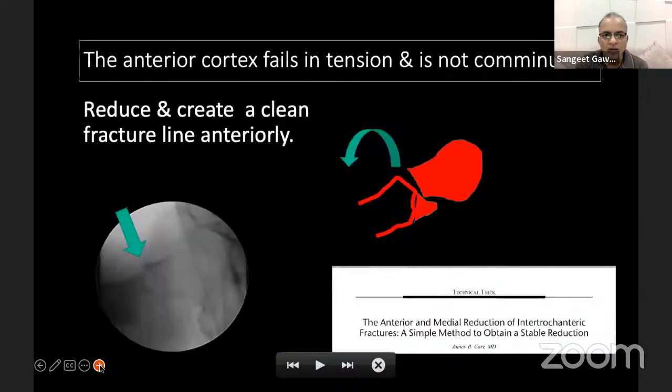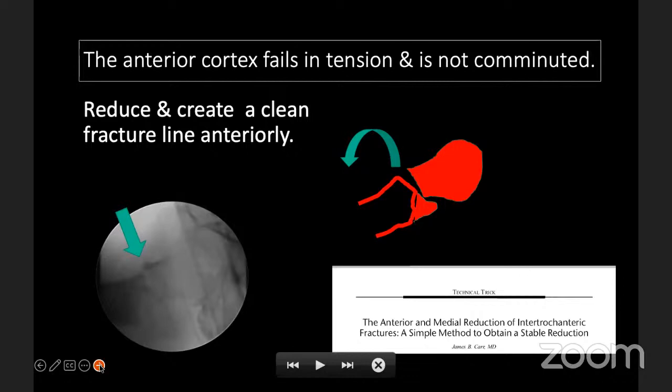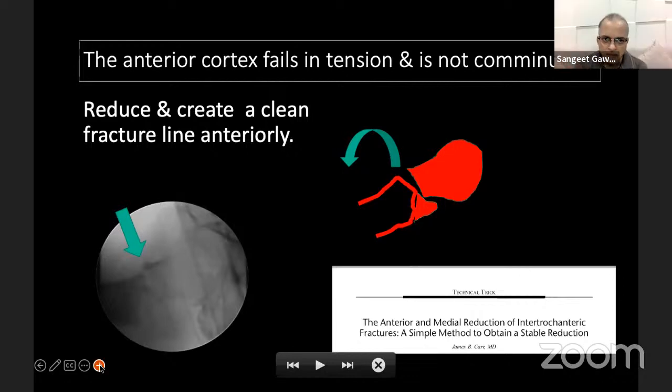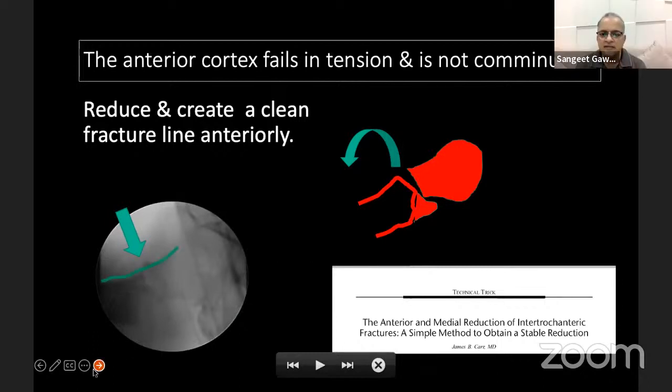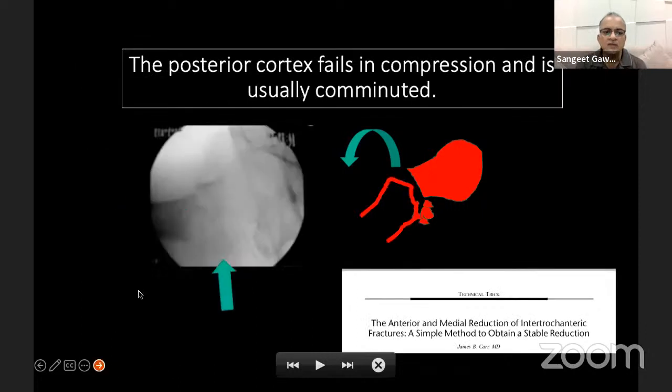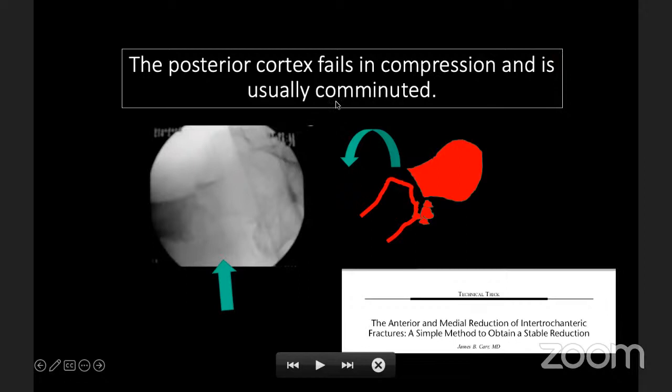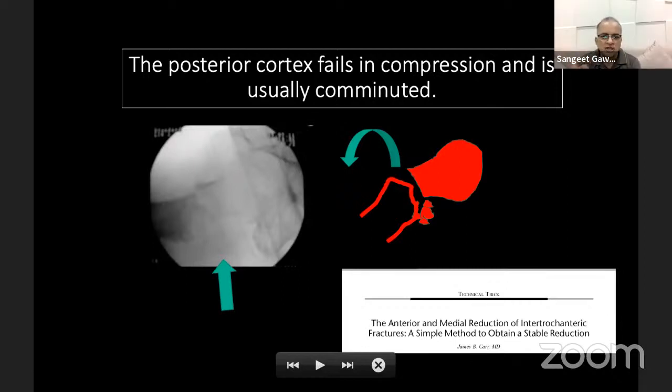Now, the anterior cortex fails in tension and is not comminuted. So reduce and create a clean fracture line anteriorly like this. You can see here, there's a good anterior reduction. The posterior cortex fails in compression and is usually comminuted. So taking care of the posterior comminution is not really in our hands. What is in our hands is a good anterior reduction.